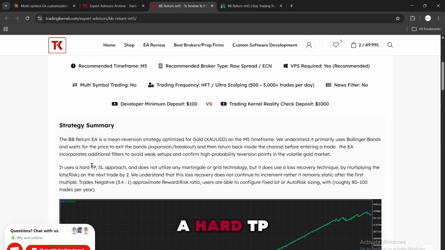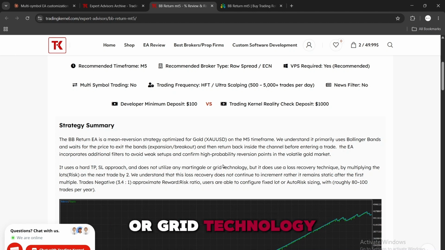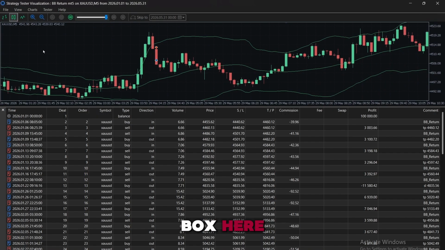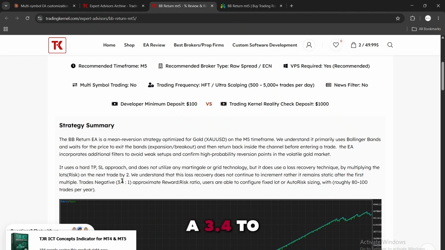So it uses a hard TP SL approach and does not utilize any Martingale or grid technology, but it does use a loss recovery technology by multiplying the lots or risk on the next trade by 2. And we can see that from the visualized backtest here. If I head over to view and look at the toolbox, you can see from the profits column that whenever we make profits we make the equivalent of $3,000, and whenever we lose money, we lose the equivalent of $11,000, right? You can see the risk to reward is, I think, 3.4 to 1.